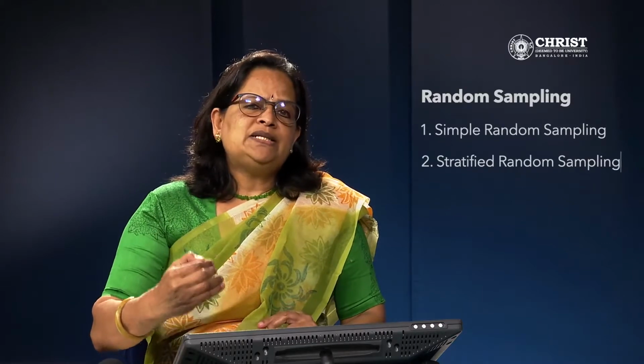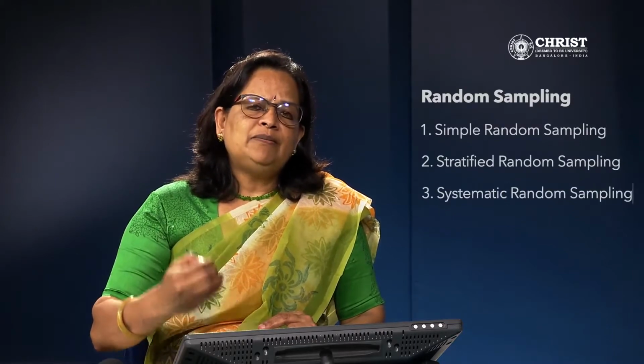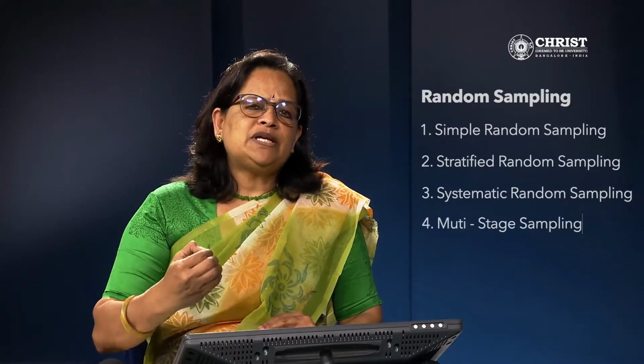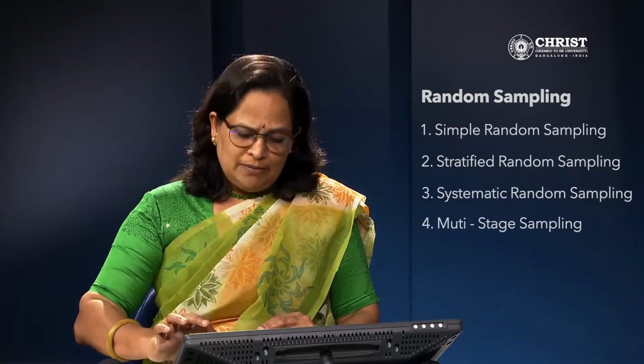Now, random sampling methods we are dividing into four, and each method with its merits and demerits we are going to explain. The first method is simple random sampling, the second is stratified random sampling, the third is systematic random sampling, and the fourth is multi-stage sampling. So we will see these methods one by one. First is simple random sampling.